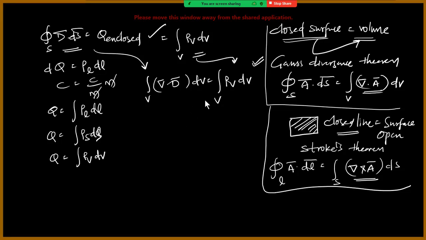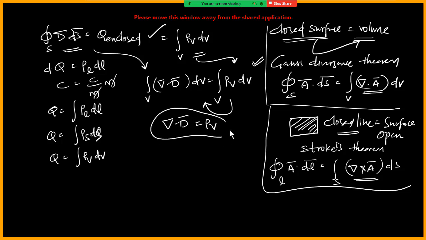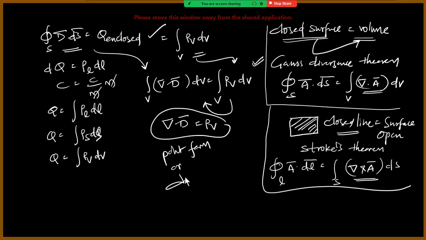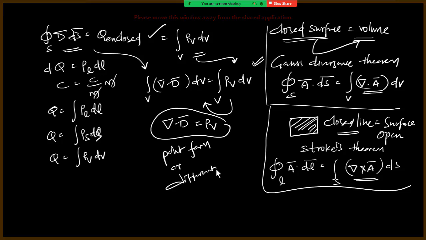Now both sides we have volume integral only. Send this one to this side, and if you remove that particular volume integral, what you will get is del dot D bar is equal to rho v. So this is also Gauss law only. We got this one from the integral form. This is called point form of Gauss law, or differential form of the Gauss law of the electric fields.